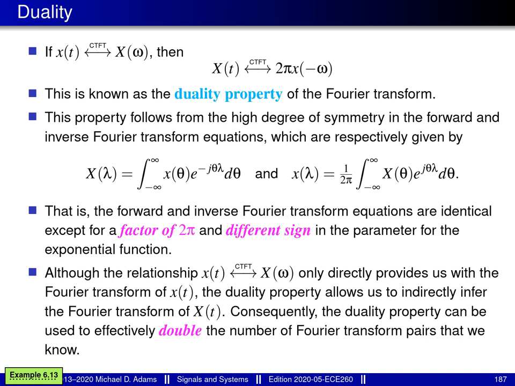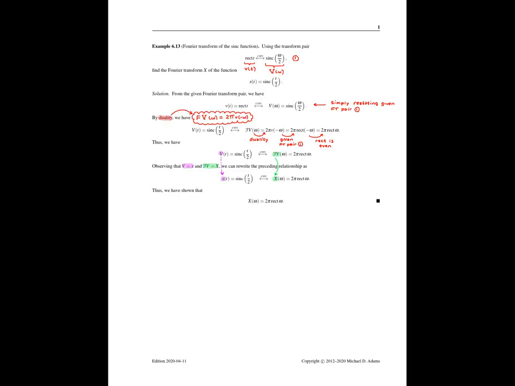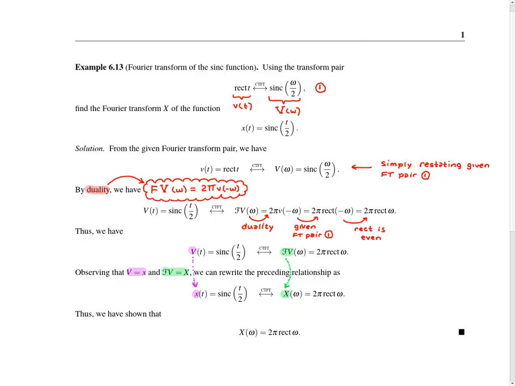At this point, I'd like to consider an example to illustrate how we can make use of the duality property. And in particular, I'd like to consider example 6.13. In this example, we're asked to find the Fourier transform big X of the function little x, where little x is given by this particular formula here. In other words, little x is a sinc function that's been time-scaled by a factor of 1/2.